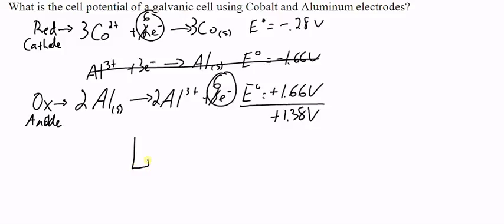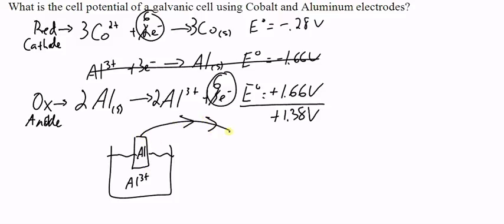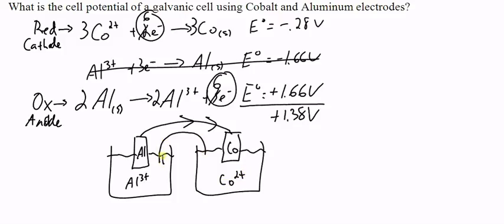So that means I would have an aluminum electrode, aluminum ions in solution. Electrons are going to flow this way over here to cobalt. Cobalt ions in solution, and then our salt bridge, and so there's our galvanic cell sketch.